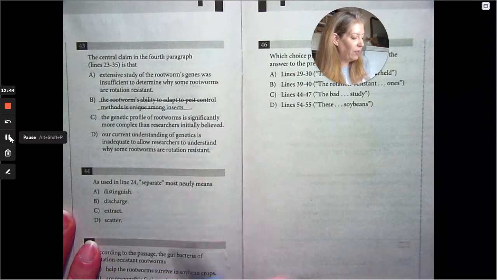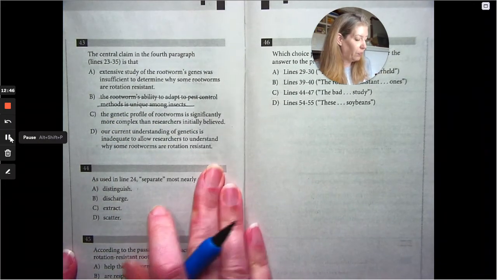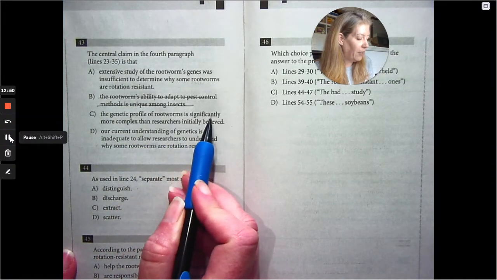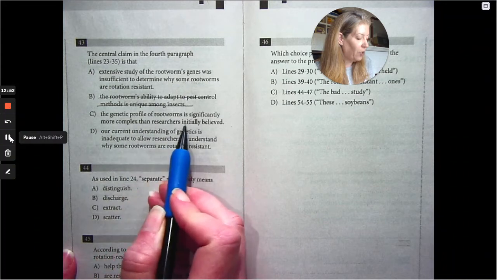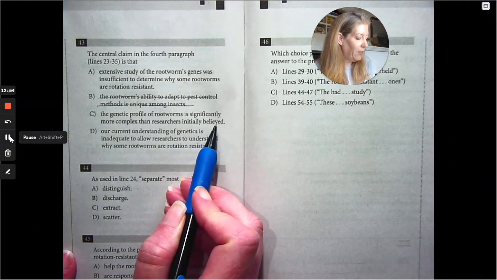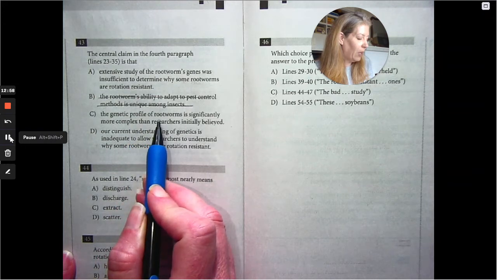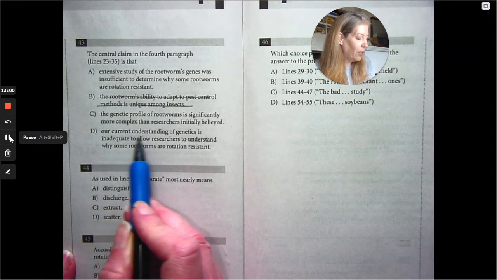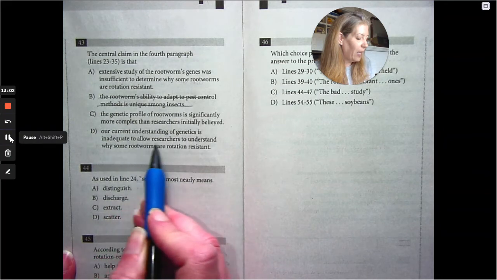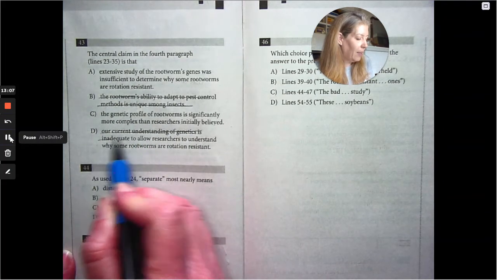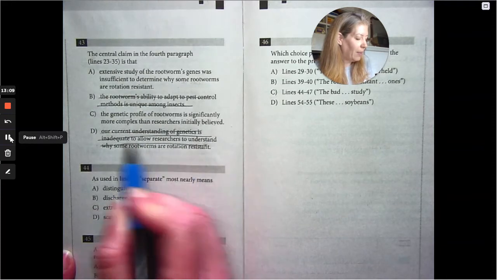We're looking at two different types of rootworm. The genetic profile of rootworms is significantly more complex than researchers initially believed. I'm going to keep that only because it was very similar to our hypothesis. Our current understanding of genetics is inadequate to allow researchers to understand why. That doesn't even make sense.